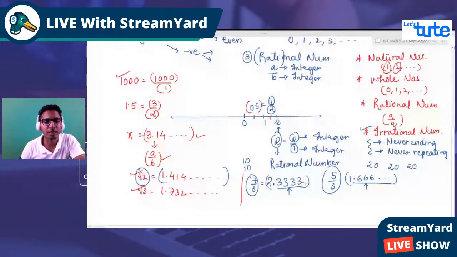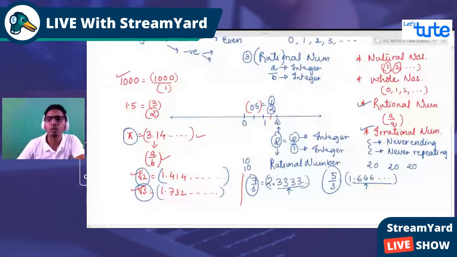Even in this case, it is not repeating and it is not ending. So even this case we call an irrational number. Even in this case it is never repeating or never ending. So therefore even pi is an irrational number. In case of this 2.333, even though it is never ending, it is repeating, so therefore it is not an irrational number, it comes under rational numbers. Even in this case the numbers are never ending but they are repeating, therefore this is called a rational number.